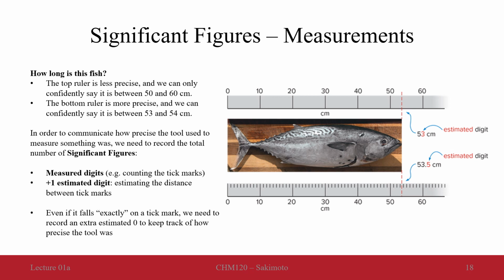It's important to know that even if we make an estimate that the fish, or whatever we're measuring, falls exactly on a tick mark, we still record an extra 0 as that estimated digit, because ultimately this is how we keep track of how precise this tool was, how confident we are in the measurements. So make sure that you're recording these zeros, particularly in cases when it lands directly on a line. In Lab 1, we're going to practice this skill as well, but here we'll state it for your reference here and in the future.